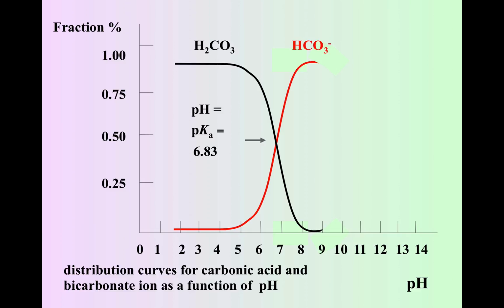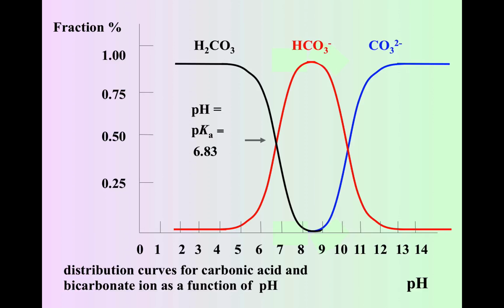We burn up this buffer, and we're left with just hydrogen carbonate. At that point, as the hydrogen carbonate concentration goes down, its conjugate base carbonate goes up, and we get a new buffering system up in the basic range. All right, so the pH is equal to the pKa at a pH of 10.3.